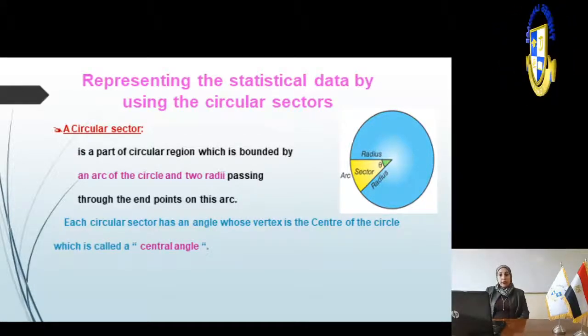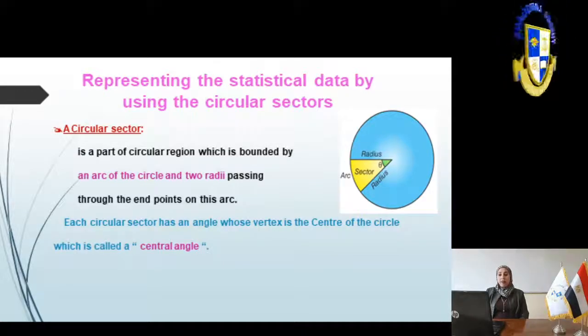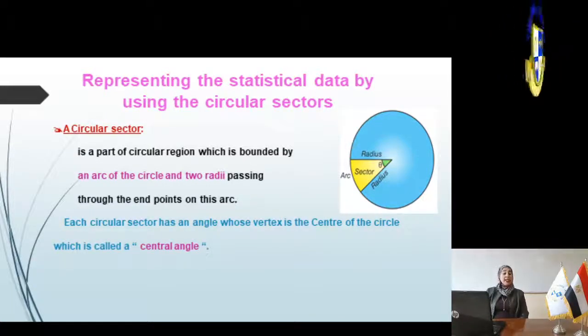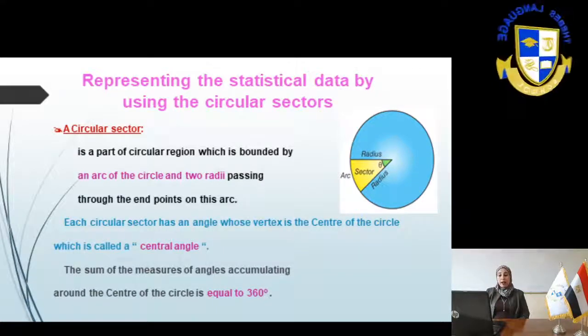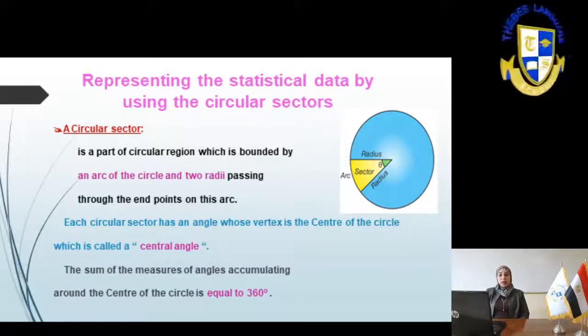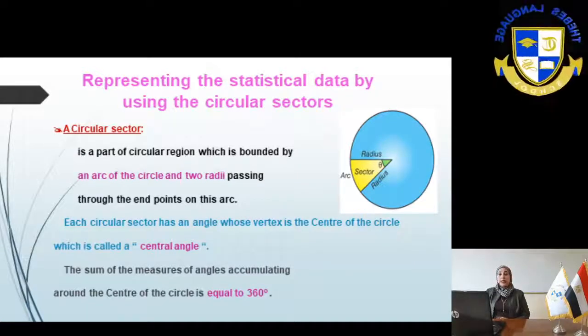Okay, each circular sector has an angle whose vertex is the center of the circle, which is called a central angle. The sum of all angles in this circle are accumulating. What is the meaning of accumulating? It means the sum of them equals 360 degrees exactly, not less or more than that.